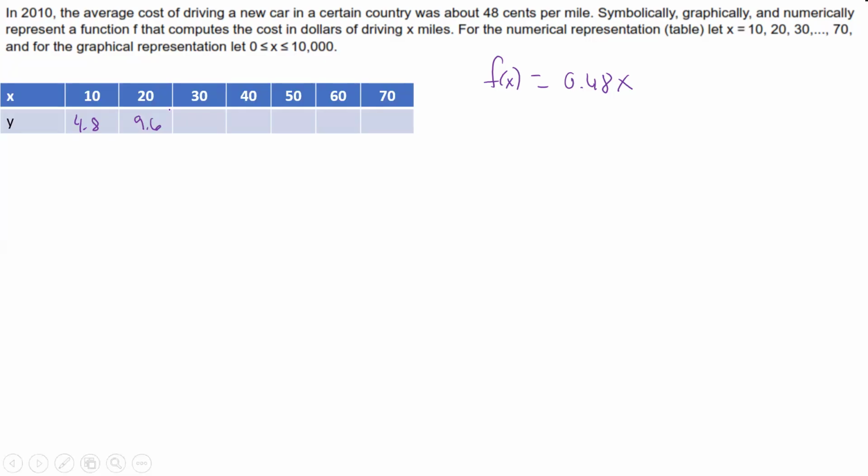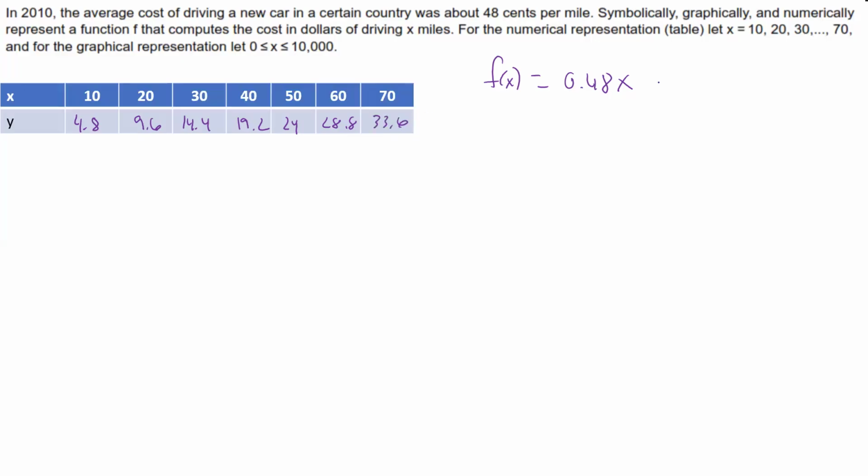And then if we take the 0.48 times the 30, we get 14.4. I'm just doing this in my calculator because I don't have it in my head. I'm not going to try to figure that out while we're working on this. So that's going to be 19.2. And then 50 times 0.48 is going to be 24. And then 60 times 0.48 is going to be 28.8. And 70 times 0.48 is going to give us 33.6.